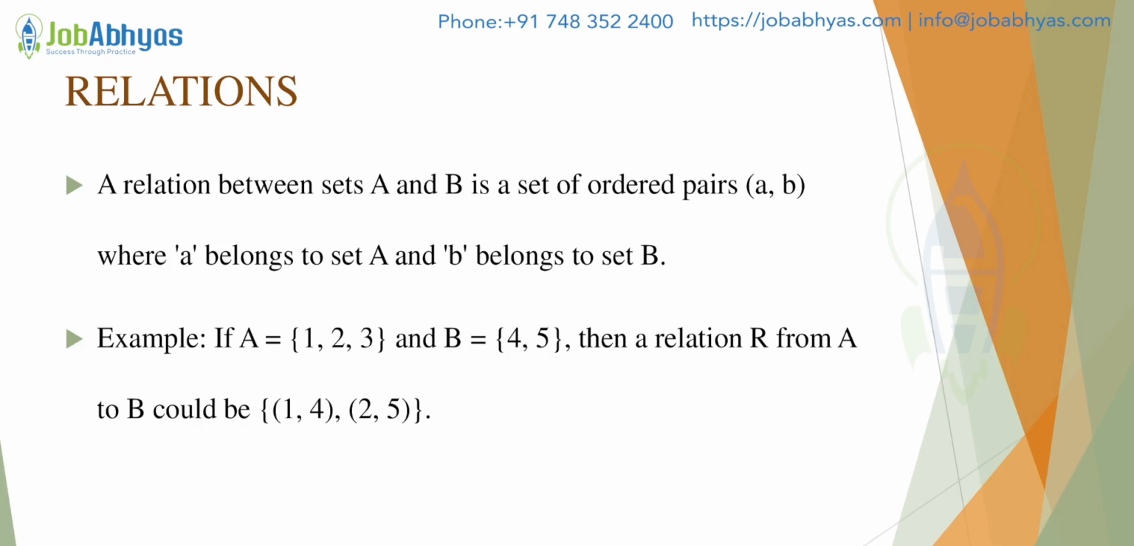Relations. A relation between sets A and B is a set of ordered pairs (a, b), where a belongs to set A and b belongs to set B. For example, if A is equal to the set {1, 2, 3} and B is equal to the set {4, 5}, then a relation R from A to B could be the set {(1, 4), (2, 5)}.